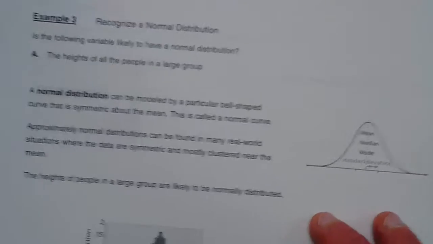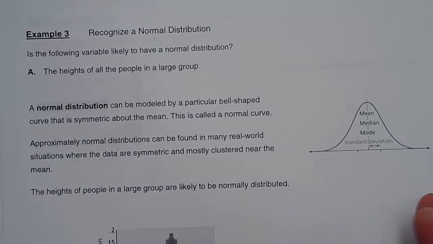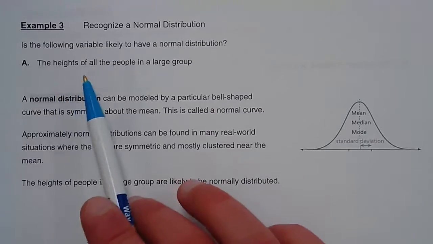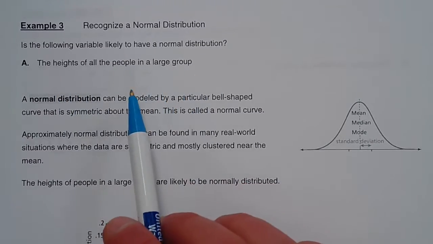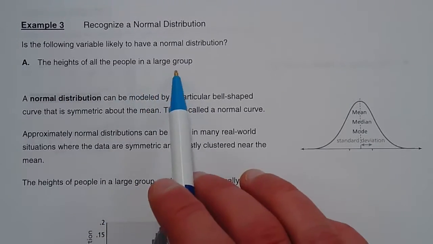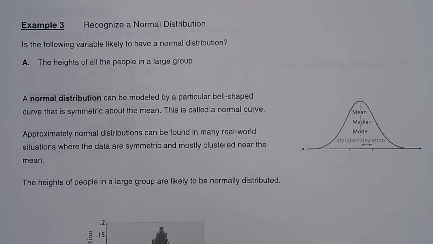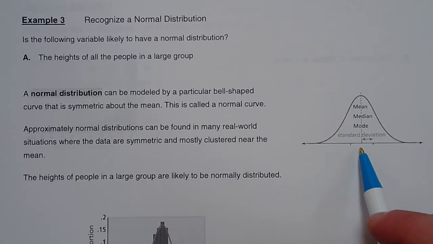So this example 3 says, is the following variable likely to have a normal distribution? So we're basically saying, does it seem like this would be something that would have normal data? So the heights of all people in a large group. I've talked about this a few times, but generally speaking, yes. Heights in a large group, you take all the school-age children, you take everybody in a grocery store, you take everybody at a concert, whatever, and you measure everybody's height, it should follow a pretty normal distribution.